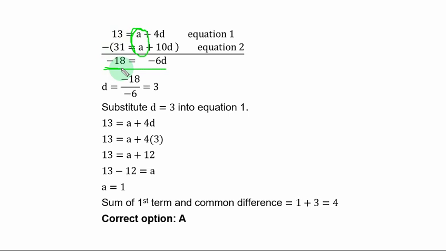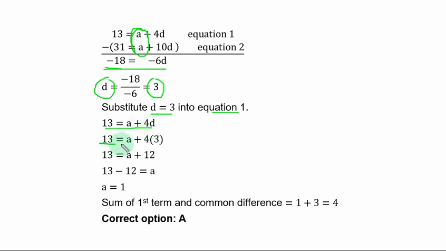A minus a is 0. 4d minus 10d, you have minus 6d. To get d, divide both sides by minus 6, and d is equal to 3. To get a, you need to substitute d equal to 3 into any of the equations. I'm using equation 1. This is equation 1.